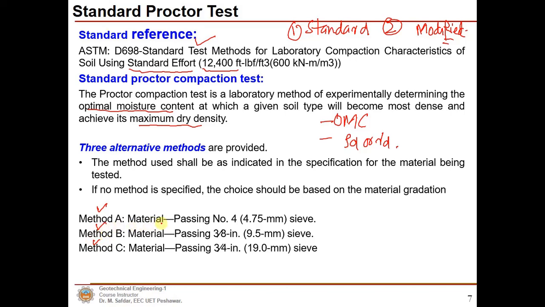Now, in method A, the material used passes the number 4 sieve. In method B, material used passes the 3/8 inch or 9.5 millimeter sieve. In method C, the material passes the 3/4 inch or 19 millimeter sieve. The method used shall be as indicated in the specification for the material being tested. If no method is specified, the choice should be based on the material gradation.